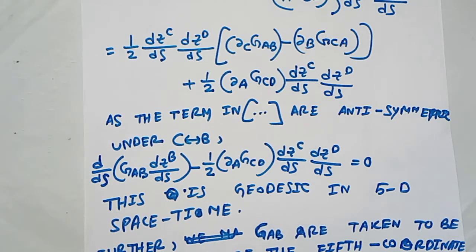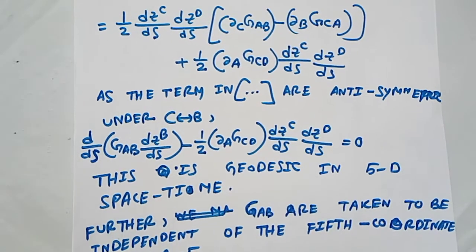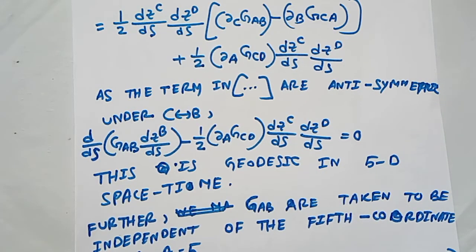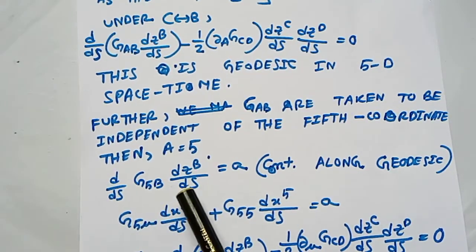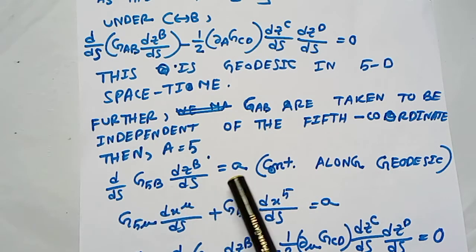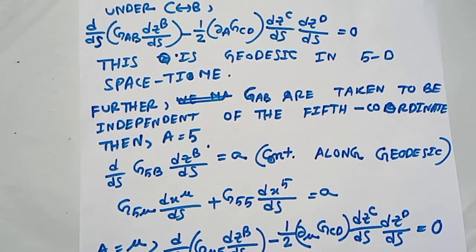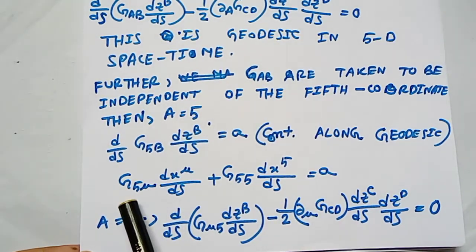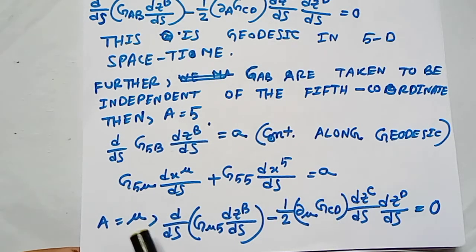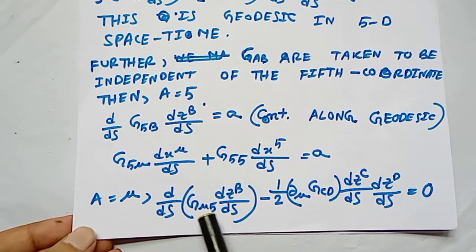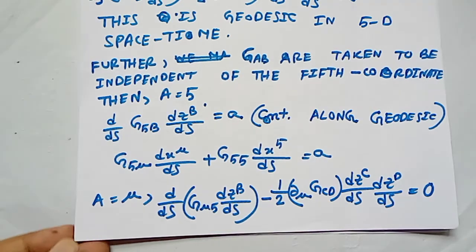Okay, now furthermore we take the assumption that the components of the metric g_AB are independent of the fifth coordinate. Then for A equal to 5, we have d/ds (g_5B dz^B/ds) equal to a constant. This is our assumption, a very important assumption. Now g_5μ dx^μ/ds plus g_55 dx^5/ds equal to a, and for A equal to μ we have d/ds (g_μB dz^B/ds) minus half ∂_μ g_CD dz^C/ds dz^D/ds.